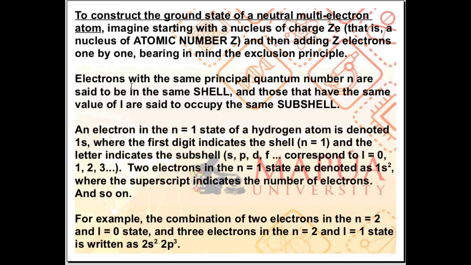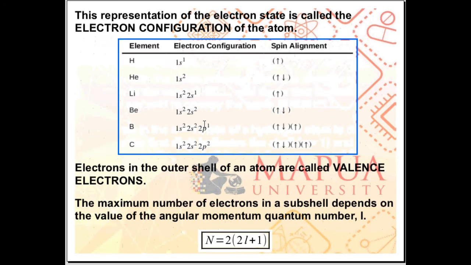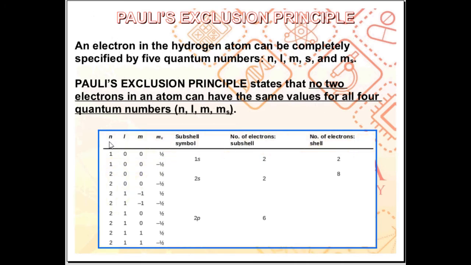Electrons with the same principal quantum number n are said to be in the same shell, and those that have the same value of L are said to occupy the same subshell. So n is the shell, L is the subshell. So 1, 0, 0, 1/2 and 1, 0, 0, -1/2 are in the same shell, the shell of n is equal to 1. Whereas L is the subshell, so L is equal to 0 for both, so they belong to the same subshell.